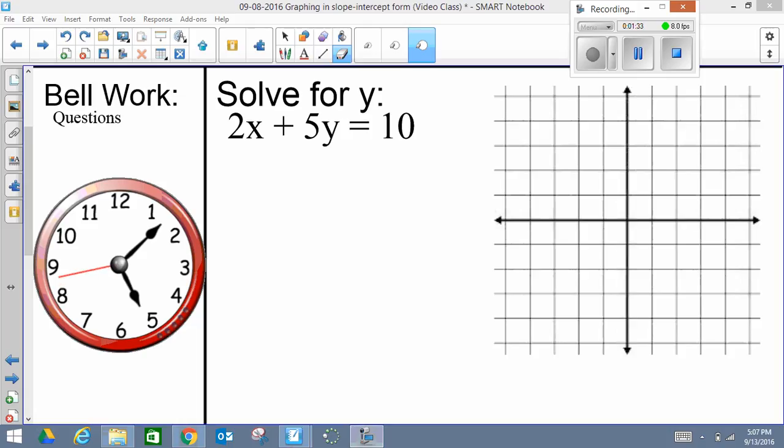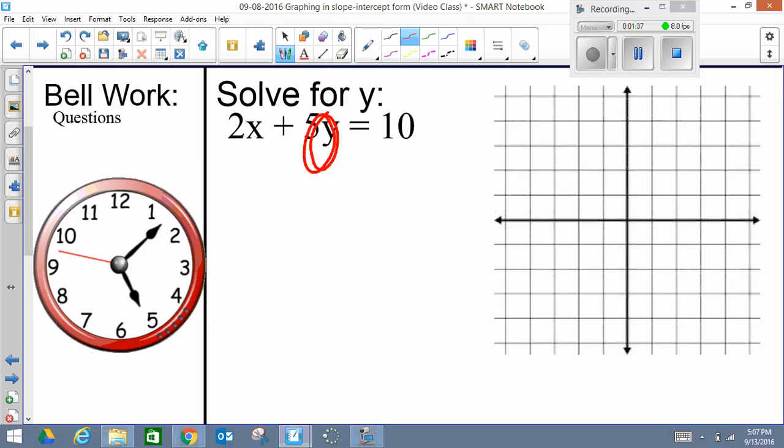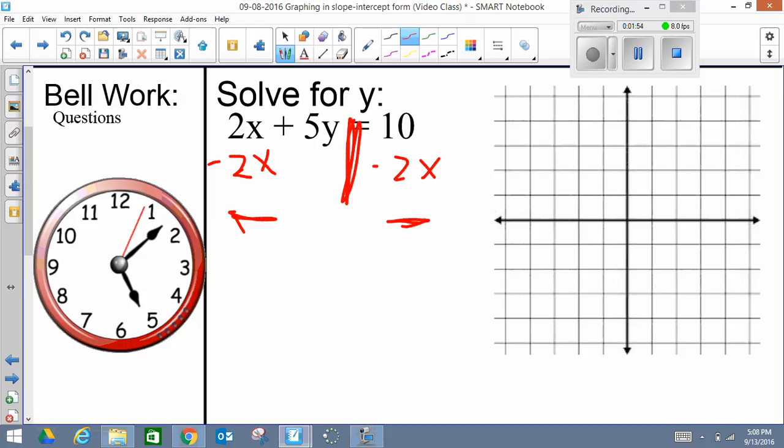I want to leave the y by itself. That was my first step. So to leave the y by itself, I need to get rid of the 2x first. The 2x, there's no sign in front of it, so I need to subtract. I'm going to do minus 2x. Again, whatever I do on one side of the equal sign, I do on the other side. Look at the equal sign. One side, the other side.